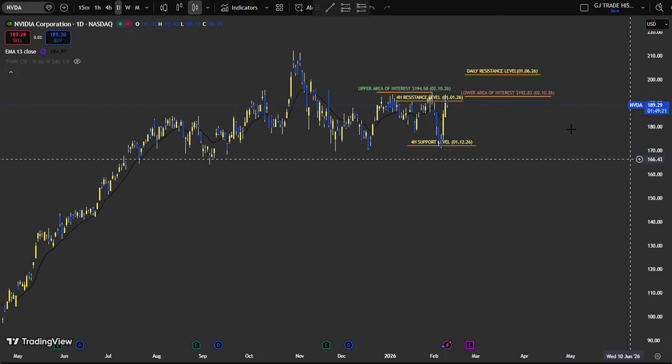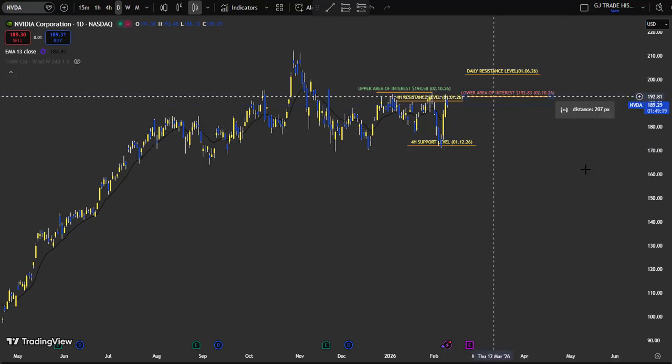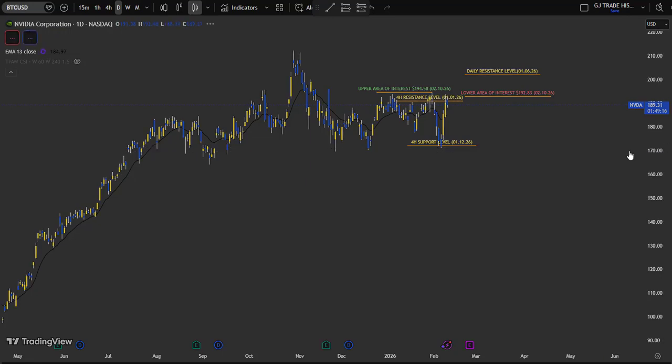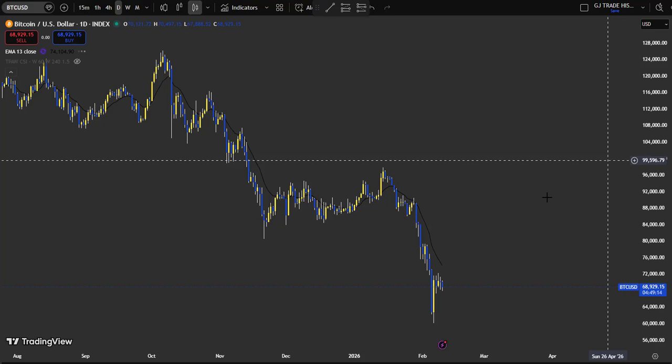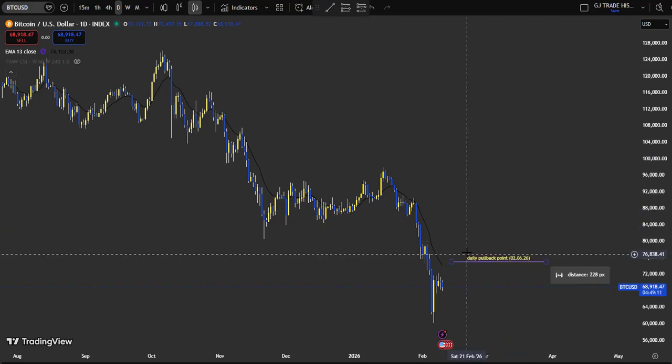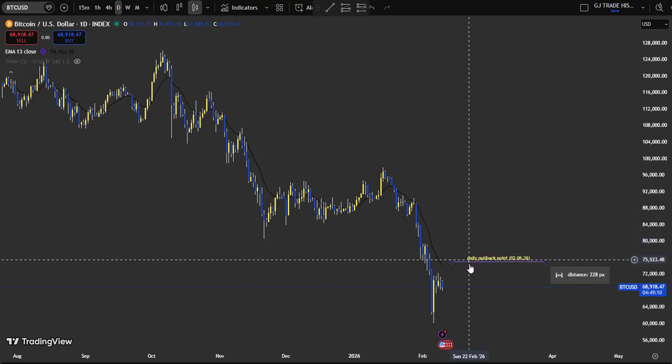So we're going to just stand aside right now, but we do have some areas of interest that we can watch to see what to do next. Okay, now proceeding over to Bitcoin. Here price has still been down on Bitcoin, but it's pulling back. Now we had our successful trade on that.